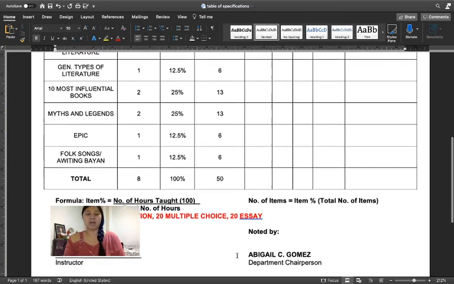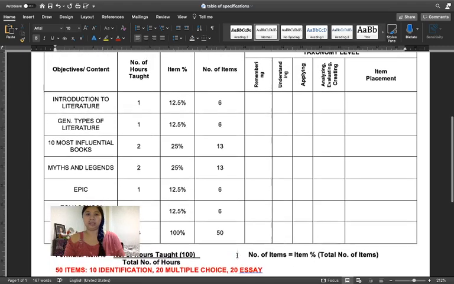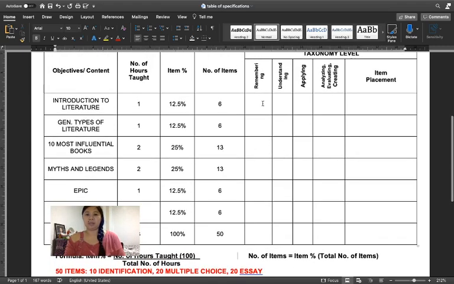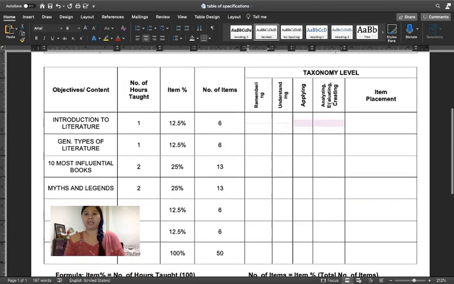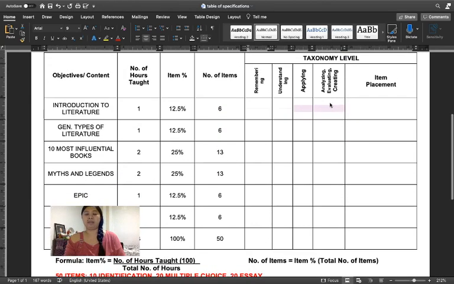Okay, so now what you're going to do is try to break them down here. These number of items would also be broken down according to the different levels or the taxonomy level of Benjamin Bloom. The remembering and understanding, these are the lower order thinking skills, and then the applying, analyzing, evaluating, and creating, these are the higher order thinking skills.